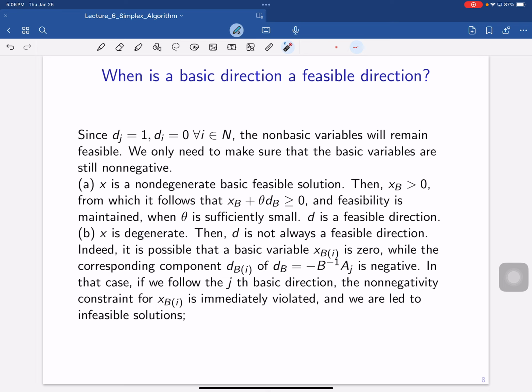And the non-basic variables are always feasible. Why? They are always greater than or equal to 0. Why is that the case? Because that's by construction, right? We just pick one of them to be 1, all the others are 0, so they still remain non-negative. But when x is degenerate, then d is not always a feasible direction. Imagine some of these xB are equal to 0, and the dB happens to be negative. Then you cannot really go along that direction.